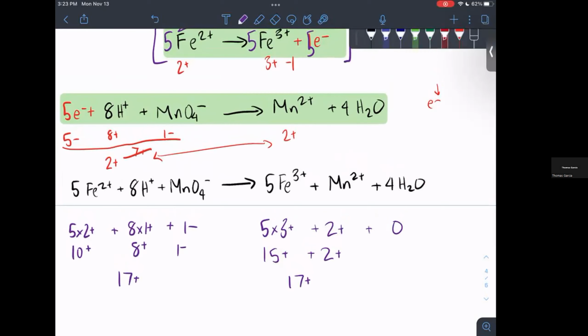We've done it, y'all. That is redox. If you can get all these steps down, you will do absolutely fine on all your redox and oxidation states.